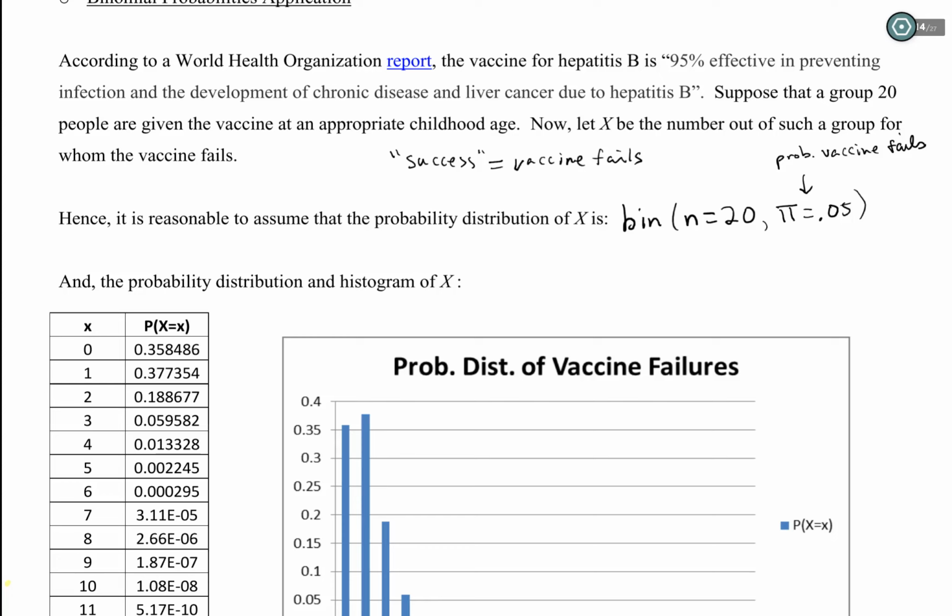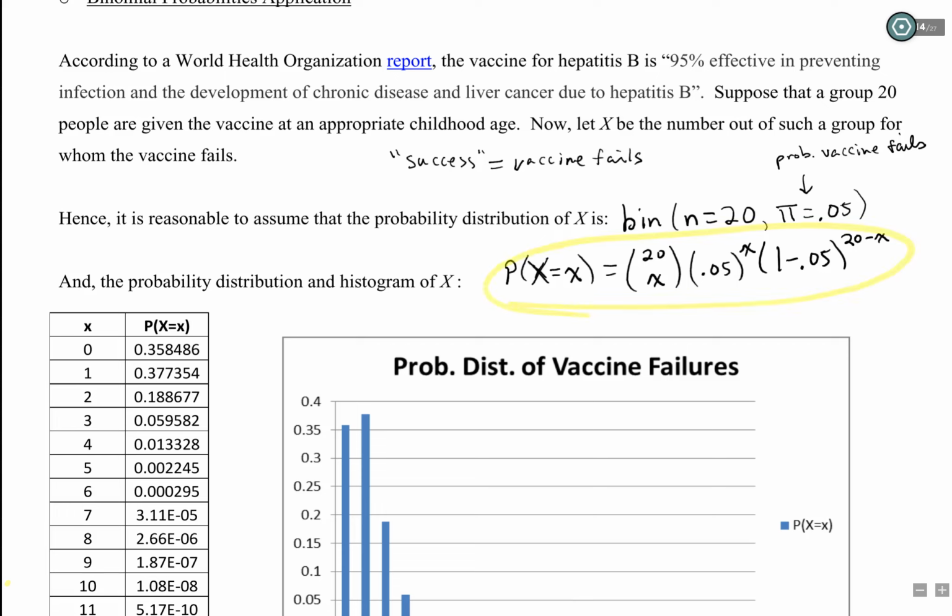Okay, so the distribution of X here is binomial. If we wanted to mathematically look at that formula, the probability that capital X would be equal to any little x value would be the number of trials, in this case 20, choose little x, times pi, which is 0.05, raised to the little x power, times 1 minus 0.05 raised to the 20 minus little x power. Okay?